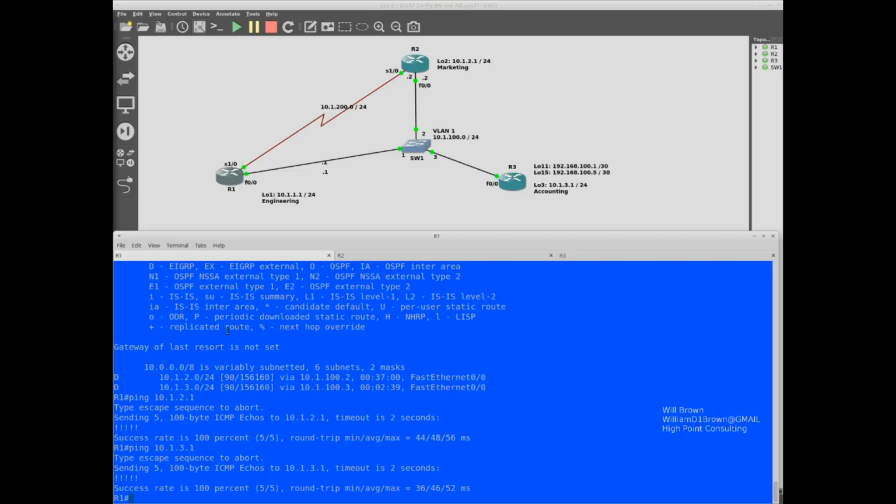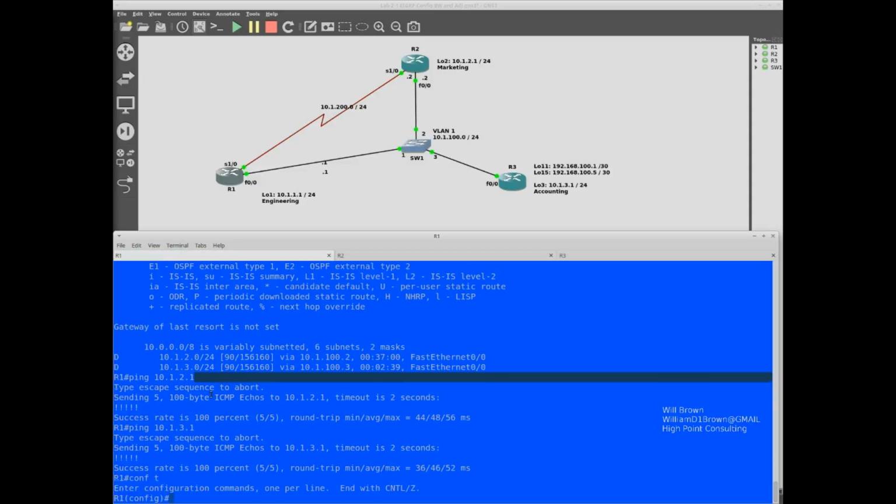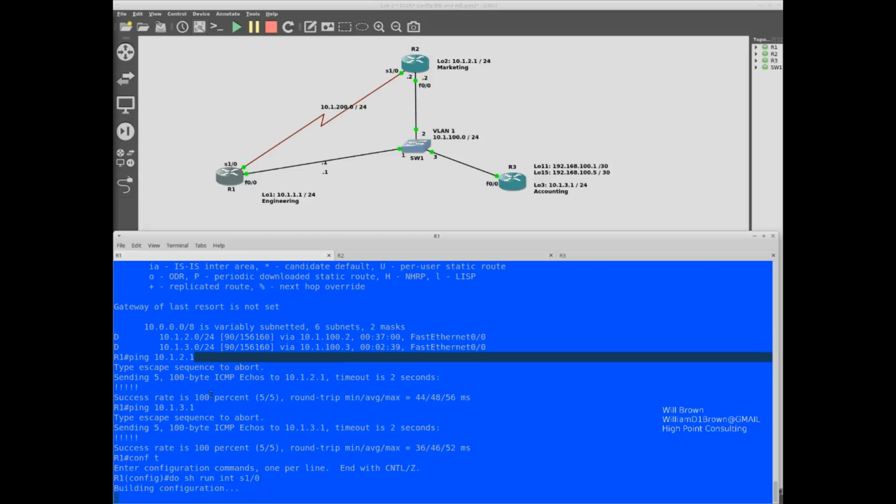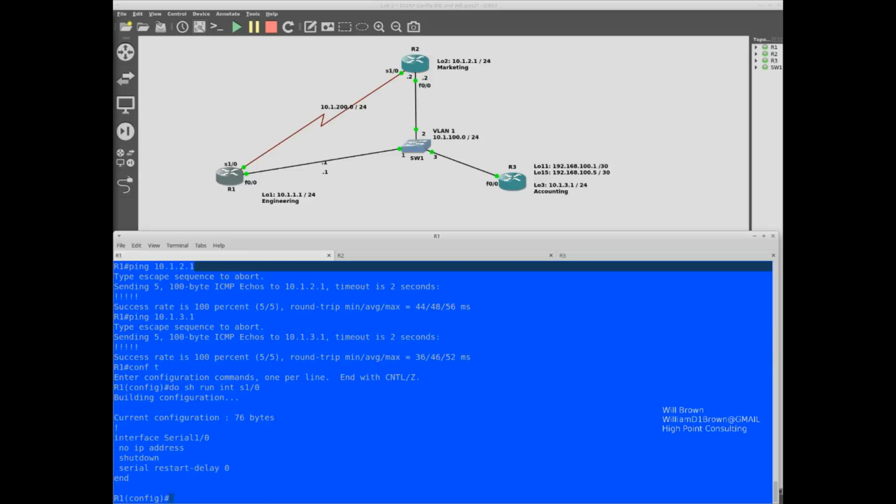So now we're going to set up EIGRP on the serial link between router 1 and router 2, and it's much the same as setting that up in the broadcast. The configuration is the same. So we're going to go into interface serial. Let's do show run interface serial 1/0. Oh, wow. I haven't set up the IP address on here. Well, let me do that then.